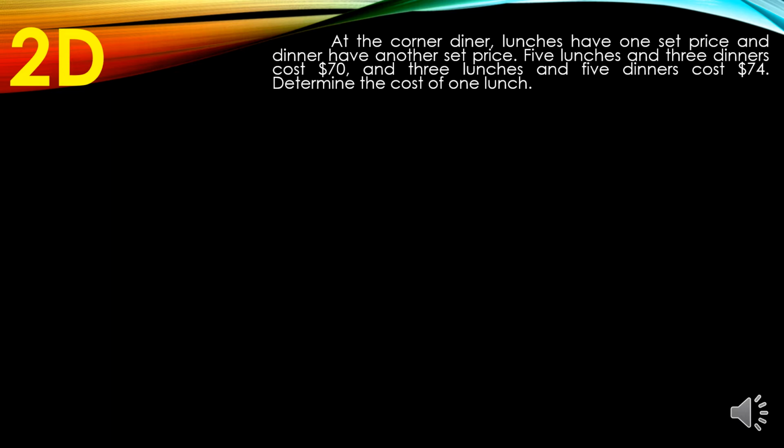Okay, 2D. At the corner diner, lunches have one set price and dinners have another set price. Five lunches and three dinners cost $70, and three lunches and five dinners cost $74. Determine the cost of one lunch.